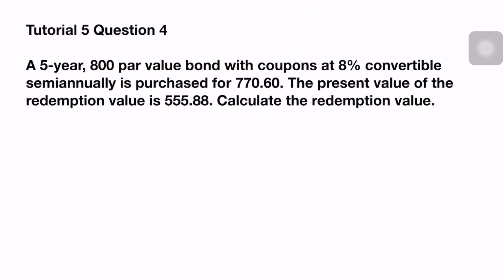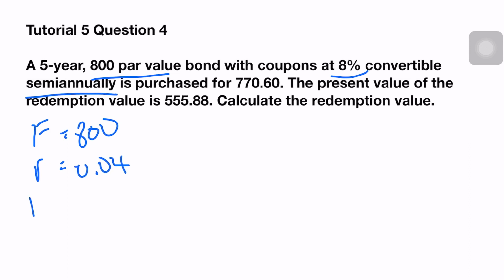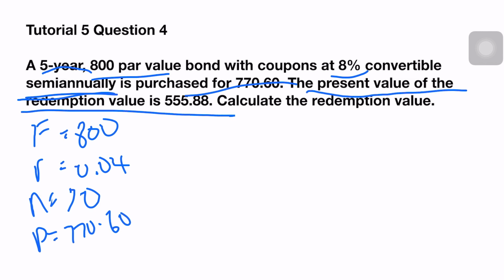Number 4, we can do the same, write down all the information first. F equals 800 par value, and then R equals 8% semi-annually, 0.04. N equals 5 times semi-annually, 10. And then the price is P equals 770.60. And then the different thing is the present value of the redemption value. It is K, 555.8. Calculate the redemption value.